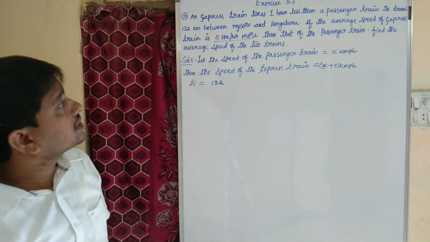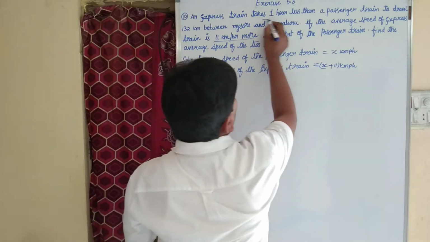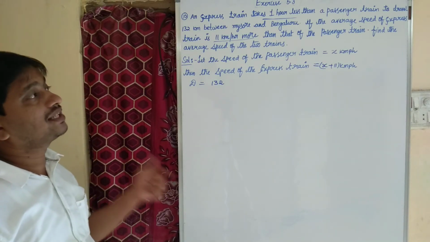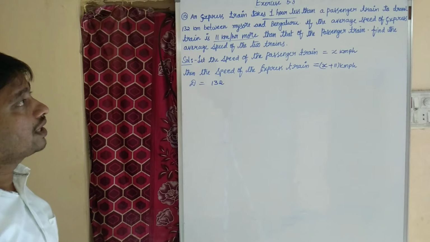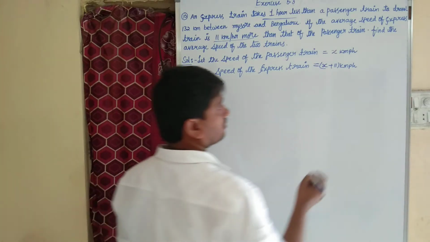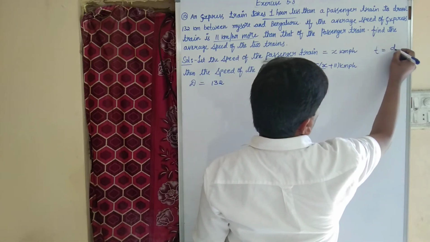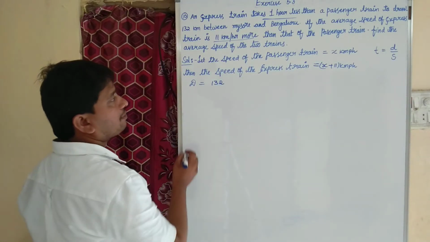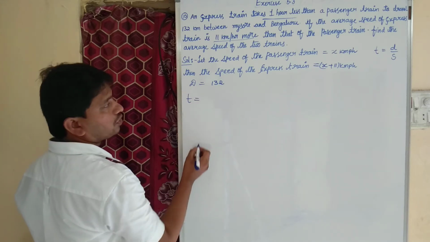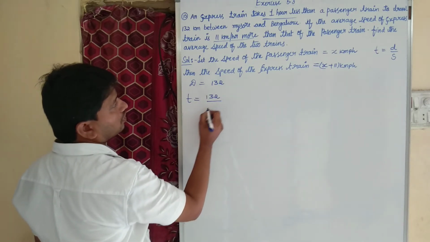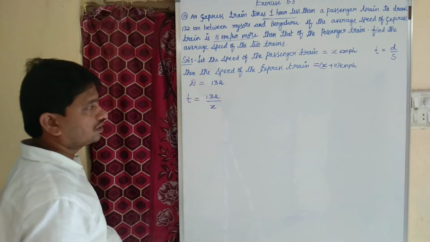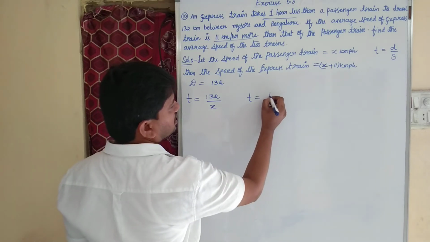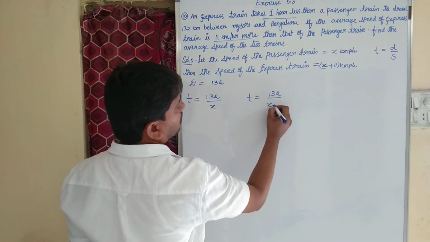An express train takes 1 hour less than a passenger train. Here, this is the important point. Okay, 1 hour means time. We have a relationship between time, speed and distance. Time equals distance by speed. What is the time taken by the passenger train to travel 132 kilometers? Distance is 132 and the speed is x. This is about the passenger train. Then what about the express train? The time taken by the express train: distance is the same, 132 kilometers, and speed is x plus 11.